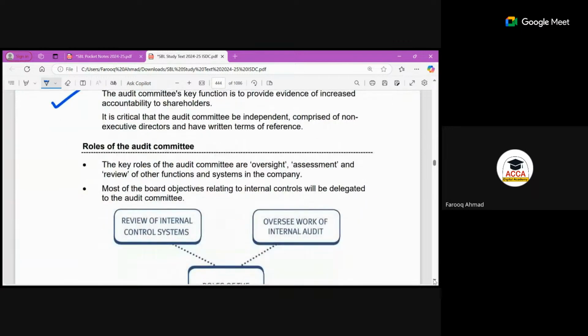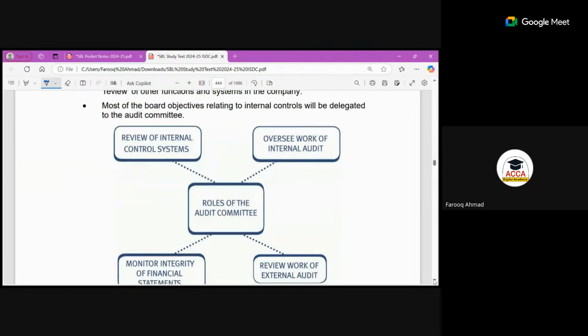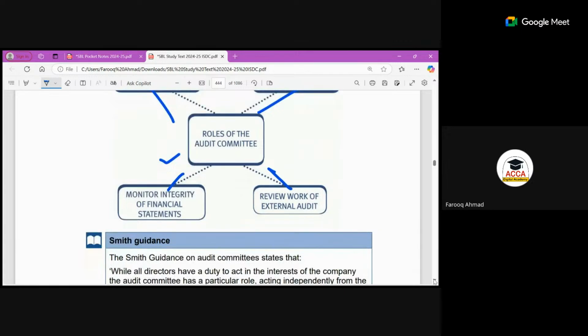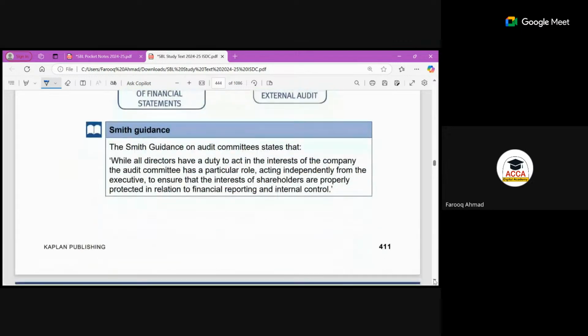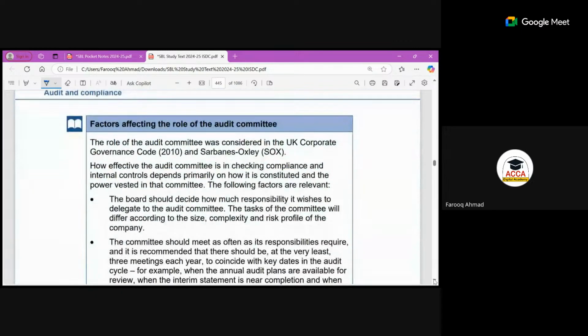Role of audit committee. This is the role of the audit committee: review of internal system, oversee the work of internal audit, the work of external audit, and monitor the integrity of financial statements. So this is the audit committee's role. They should be responsible for true and fair financial statements. Factors affecting the role of the audit committee. So these are the factors, just key points.